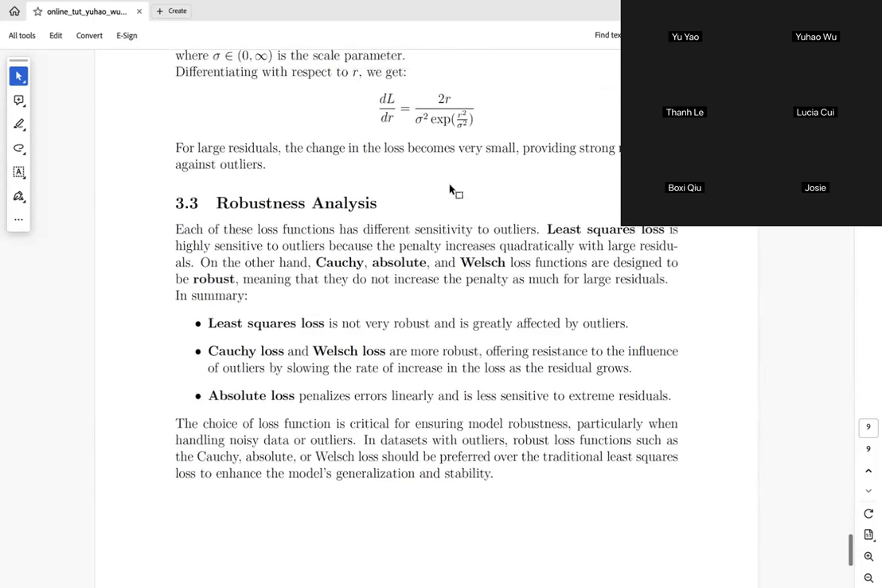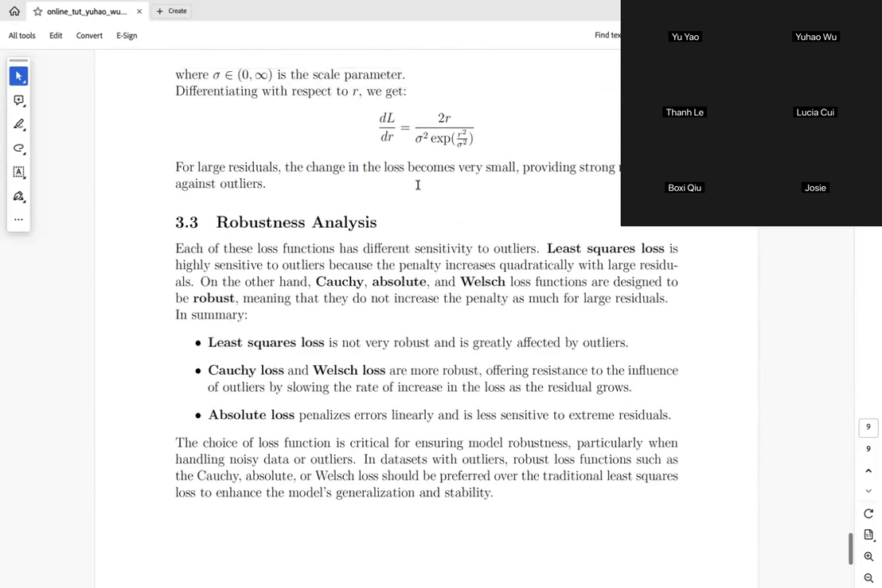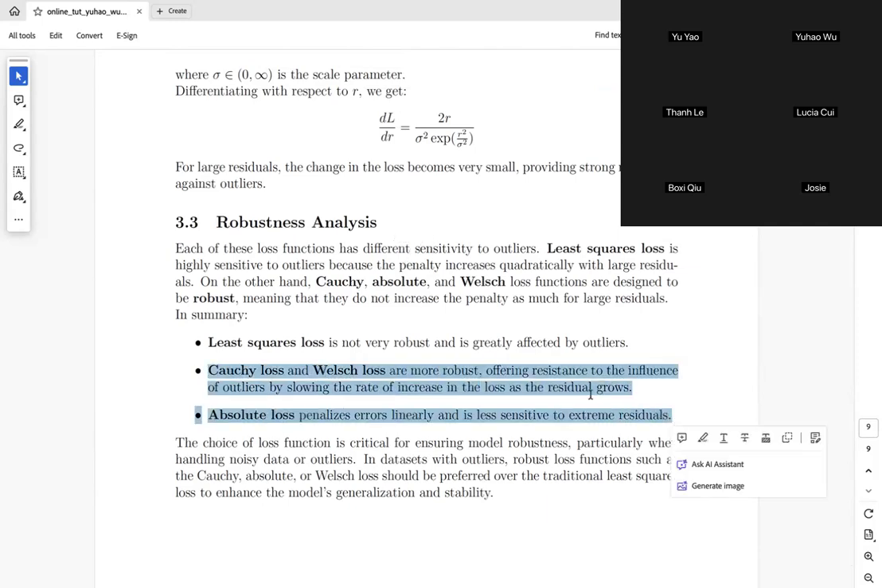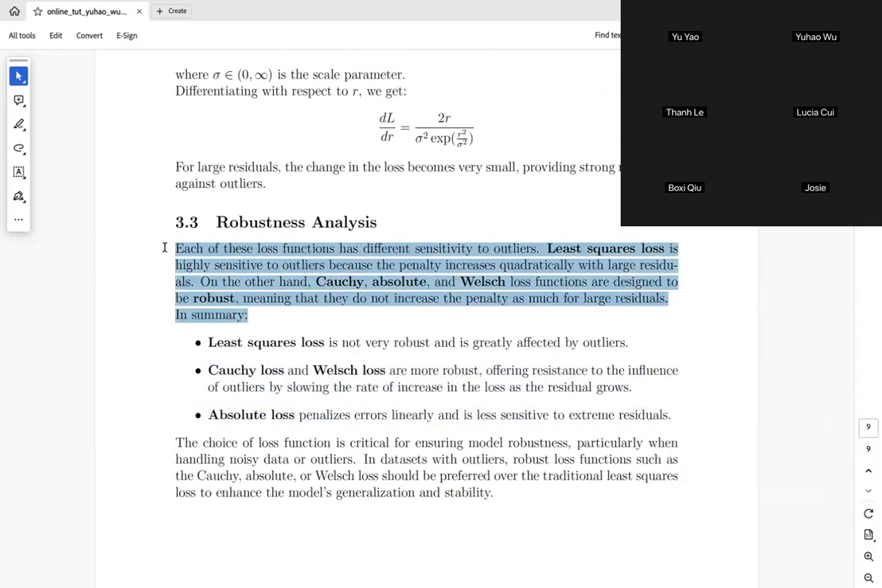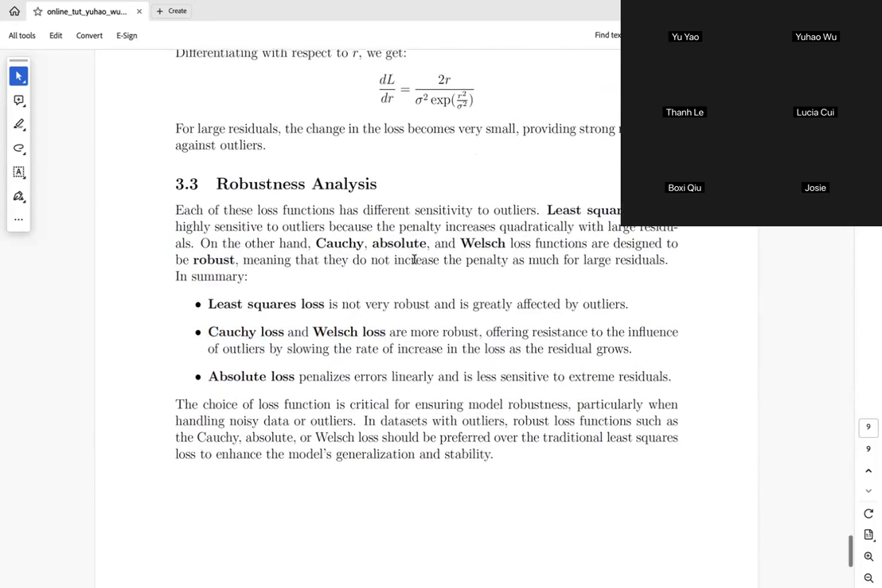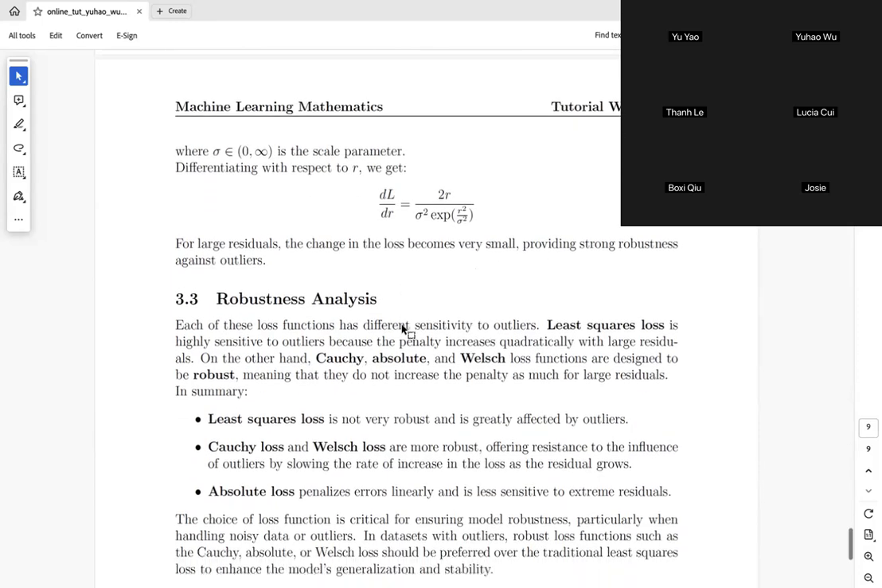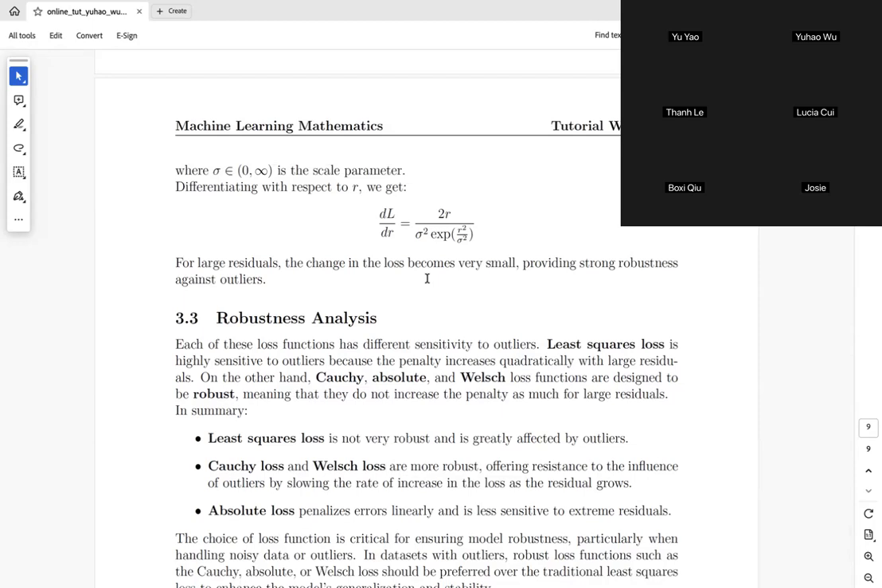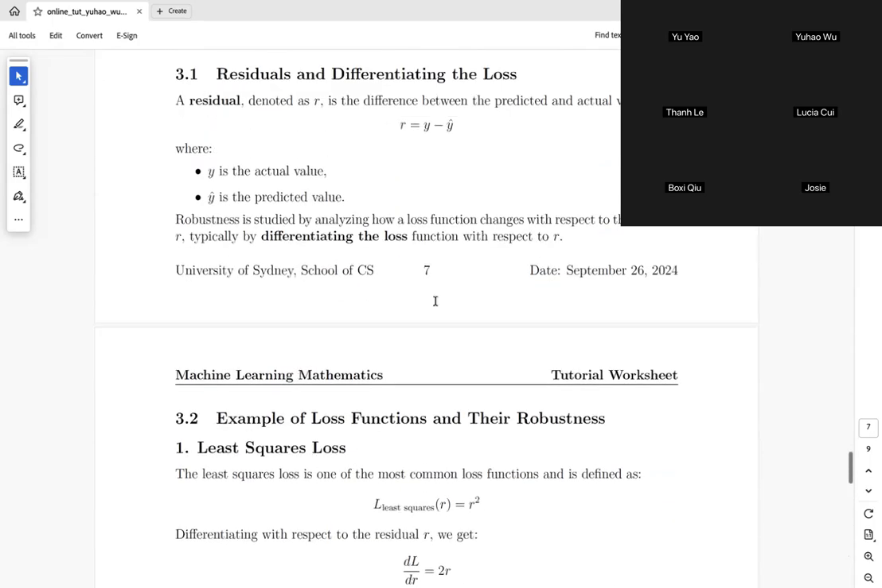So maybe in some cases, if you want more robustness in your model training, you may choose something like Cauchy loss or absolute loss. But another thing you need to care about is that some losses, like the Cauchy loss, may not be convex. So this is a trade-off between better optimization performance and robustness. So maybe you can choose a different loss in your different training scenario.